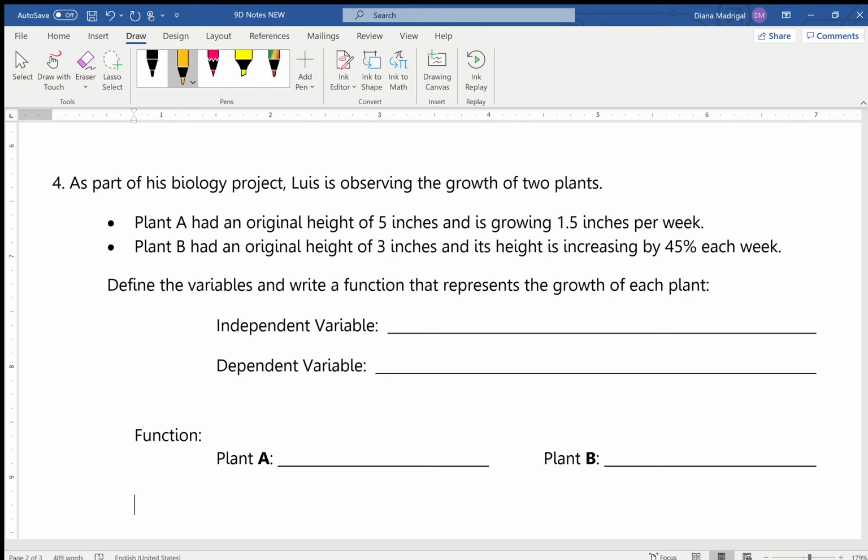It says, as part of his biology project, Lewis is observing the growth of two plants. Plant A had an original height of 5 inches and is growing 1.5 inches per week. Plant B had an original height of 3 inches and its height is increasing by 45% each week. Define the variables and write a function that represents the growth of each plant.